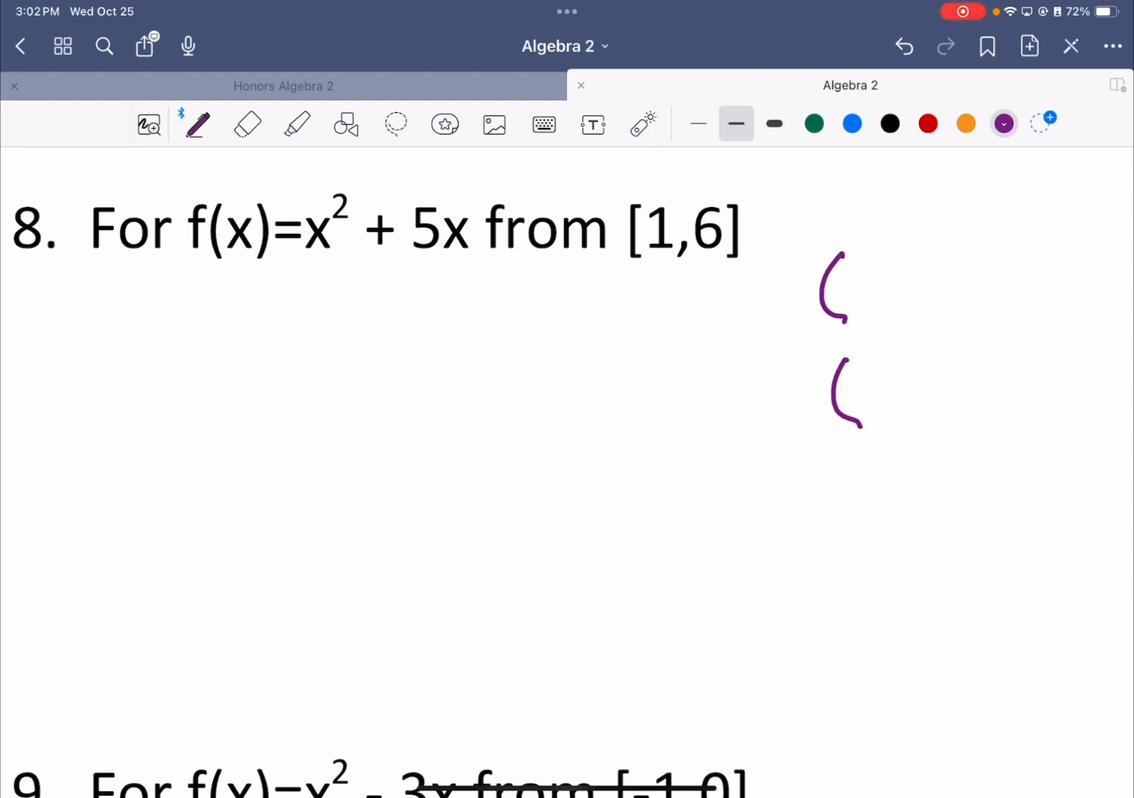So I know my x values. My input values are going to be 1 and 6. Go ahead and see if you can find the output values first. Find f of 1, and then find f of 6. And then if you want to stop because you're not completely confident, stop, and we'll go over this in about 30 seconds.